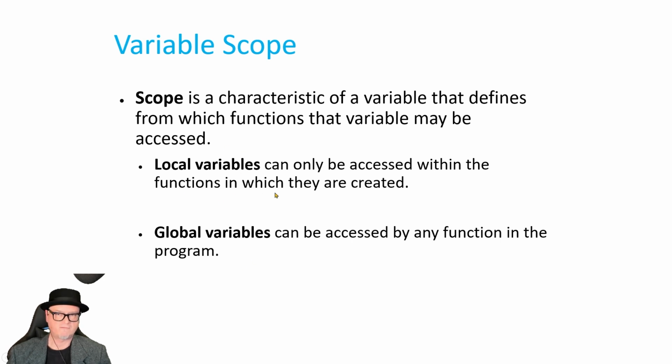All right, and there's two types to really think about. We can think of local variables. They're ones that can only be accessed within the functions in which they're created. This is a real common one. We've used loads of these already.